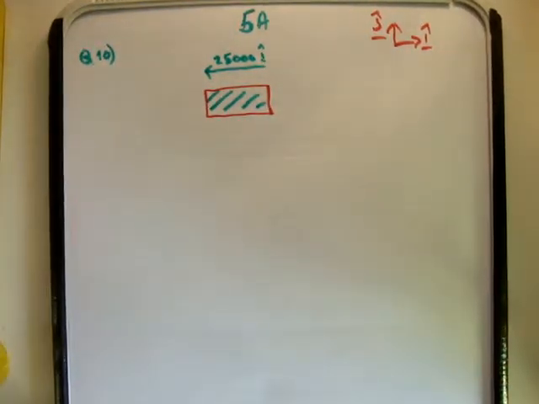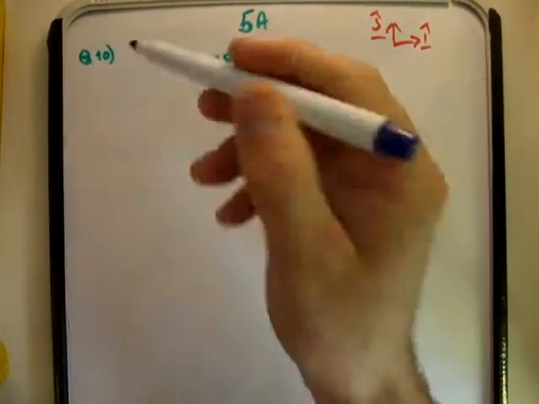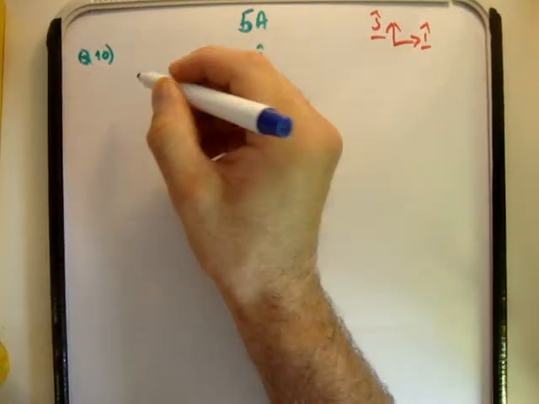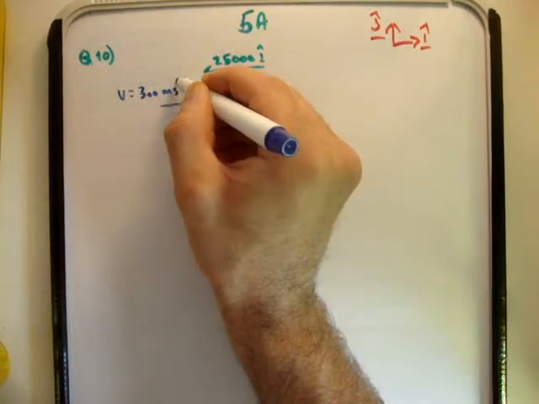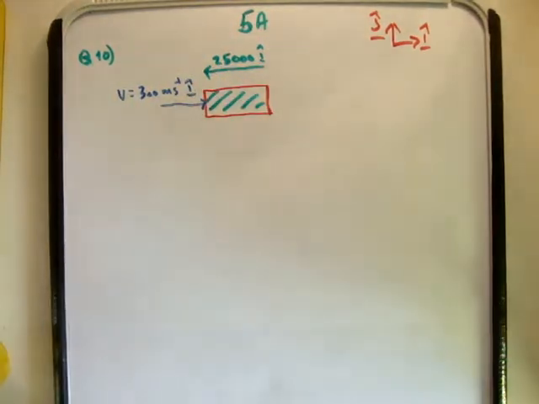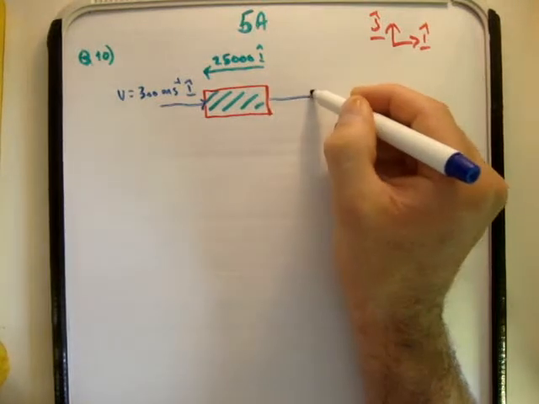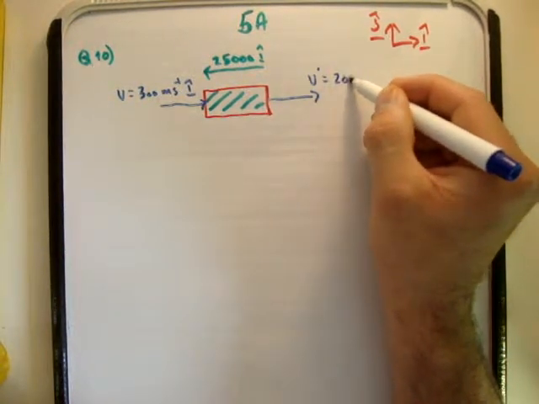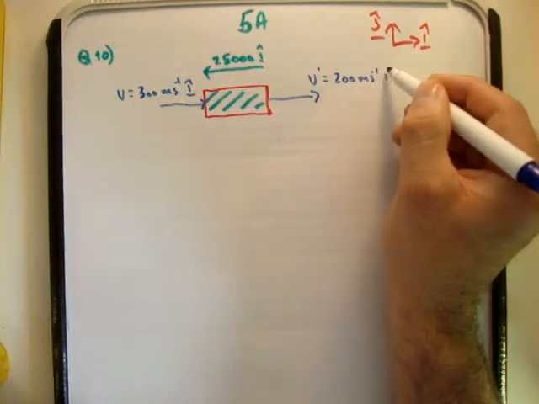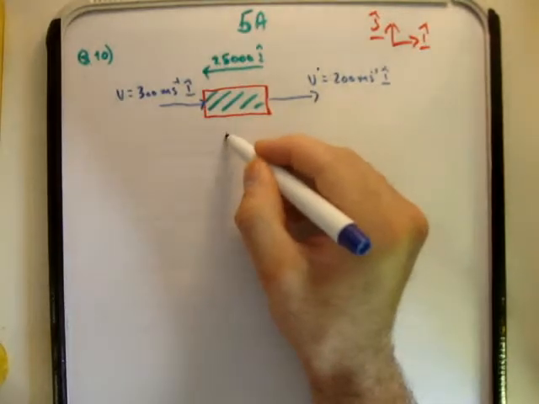We're told that it enters the wood at 300 meters per second, which I'll draw in blue, like so. And we know that it leaves the wood at 200 meters per second, so it's moving like this. So v prime is equal to 200 meters per second in the i-hat direction. We know that the length of the wood is 10 centimeters.